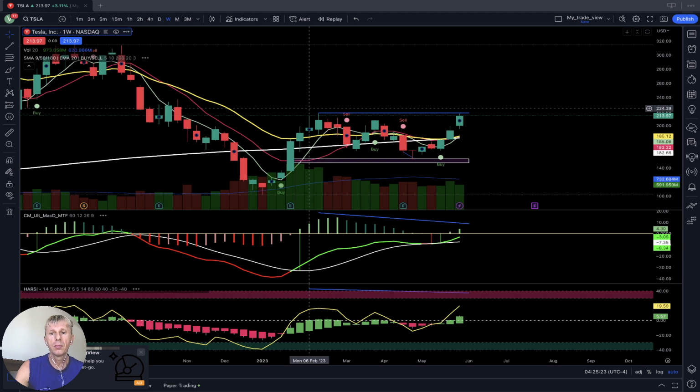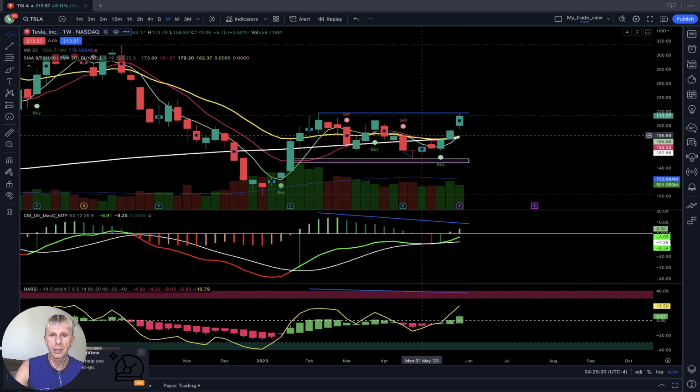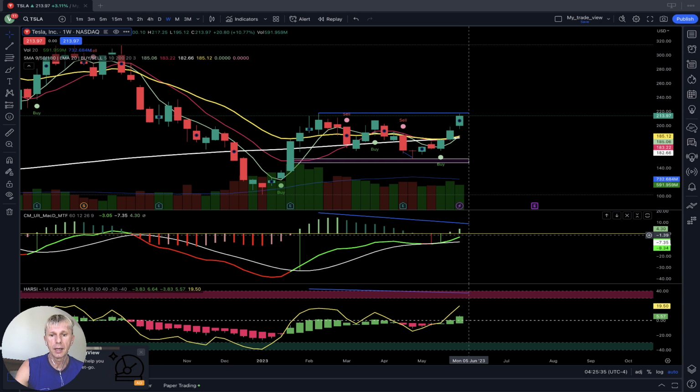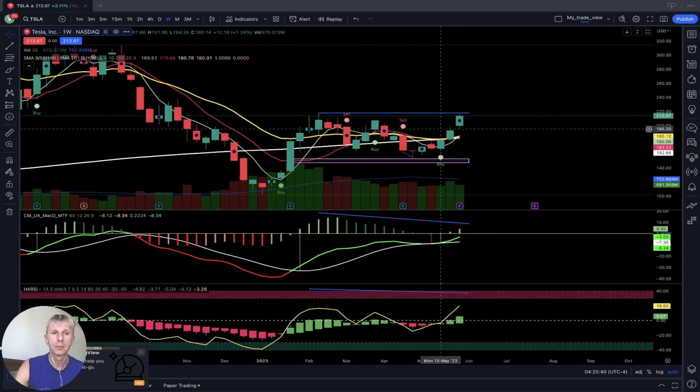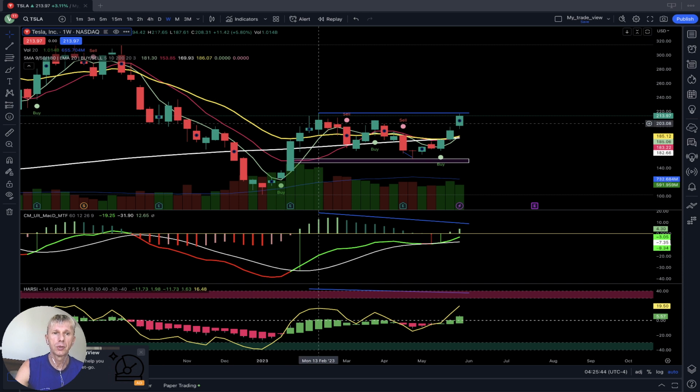Weekly time frame, Tesla 3 weeks in a row positive. MA5 ready for bullish crossover. 20 still above 200, at 200 level. MACD green below zero line. RSI, Heikin positive on weekly time frame. It is bullish, it tested the February 2023 level. That's all for Tesla, weekly bullish.